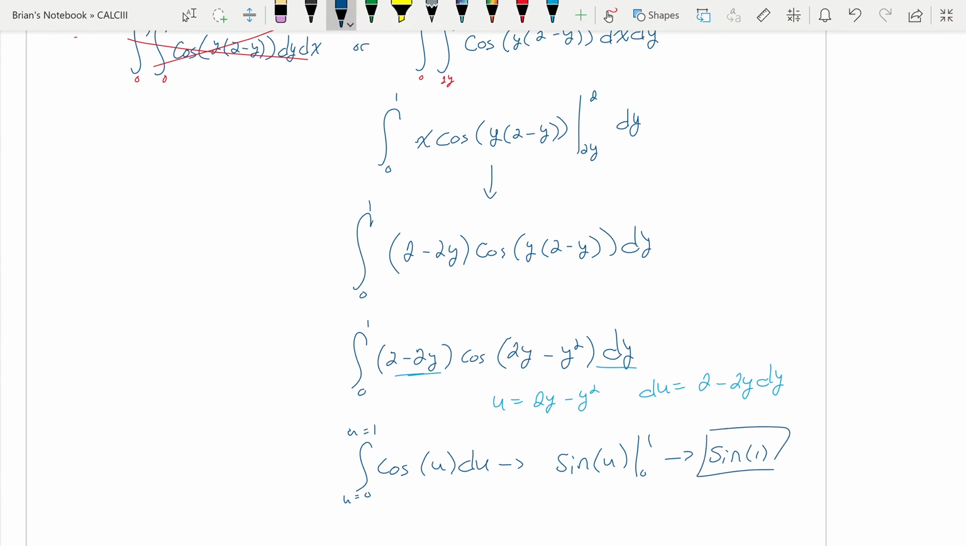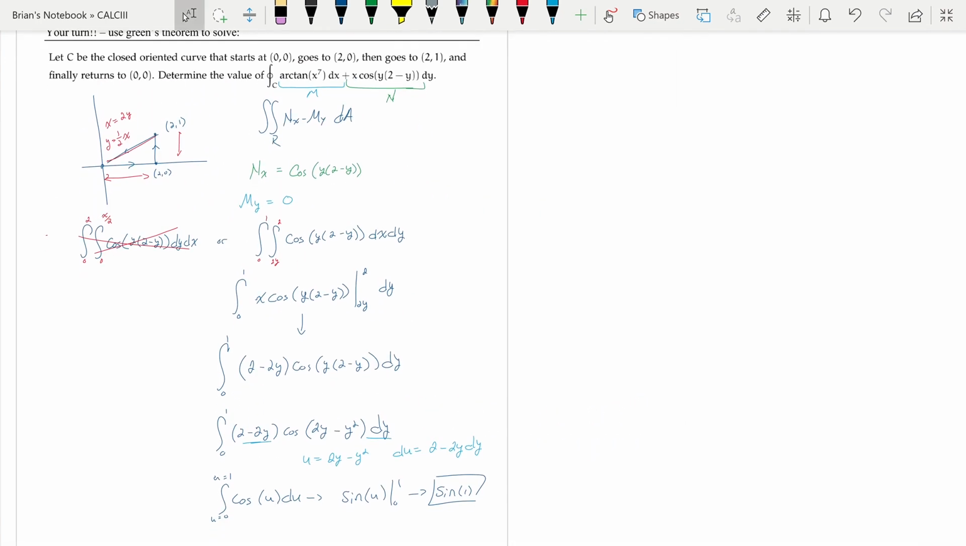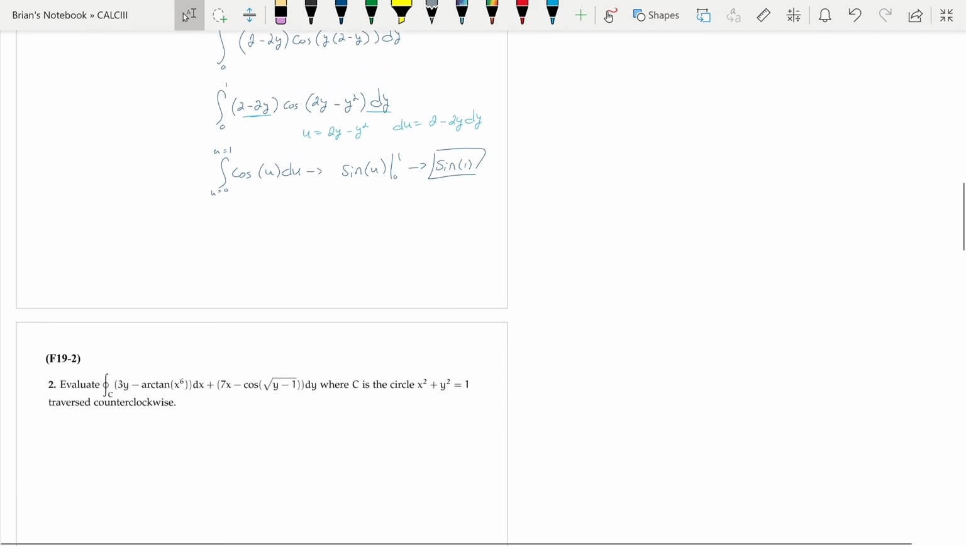Sweet. Green's theorem. A little bit of math, one u substitution, nothing intense. Anybody got any questions about that one? Awesome. All right, cool. We will definitely do another one of these.